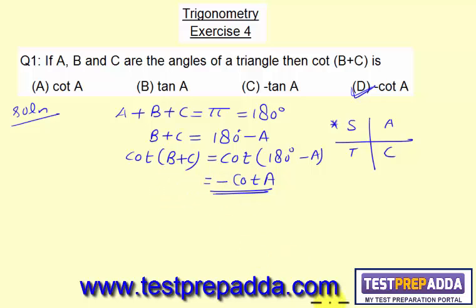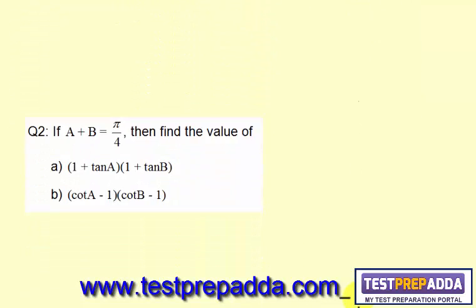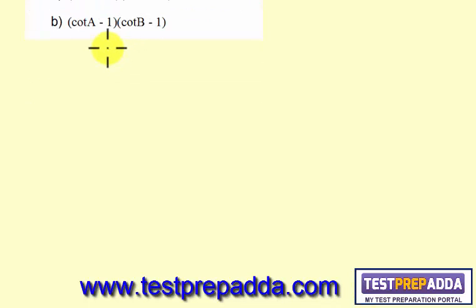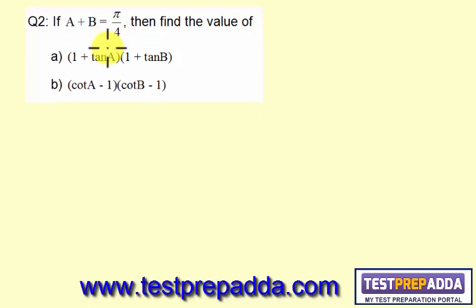Okay, now I'll take another question here. The second question says, if A plus B is pi by 4, then find the value of (1 plus tan A) into (1 plus tan B). First part of the question, and second part of the question, (cot A minus 1) into (cot B minus 1). Okay, so I'll take the first part first. Given is A plus B is equal to pi by 4.